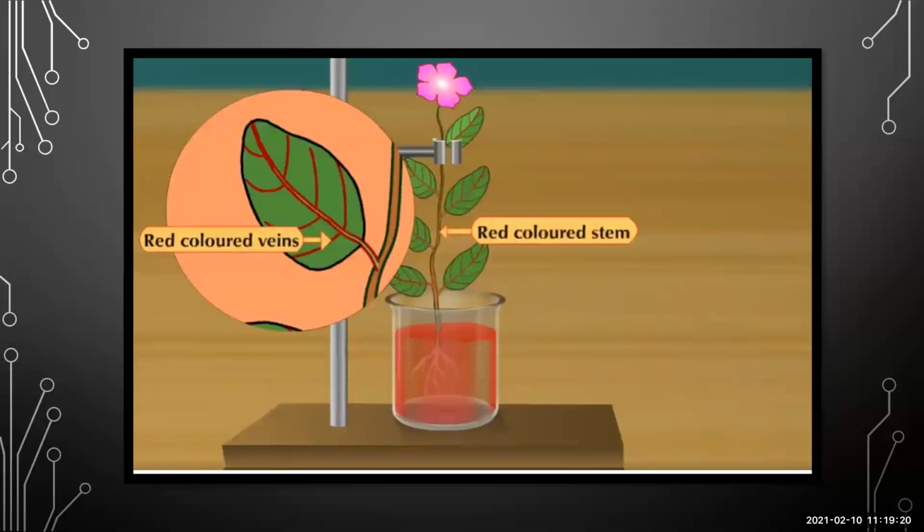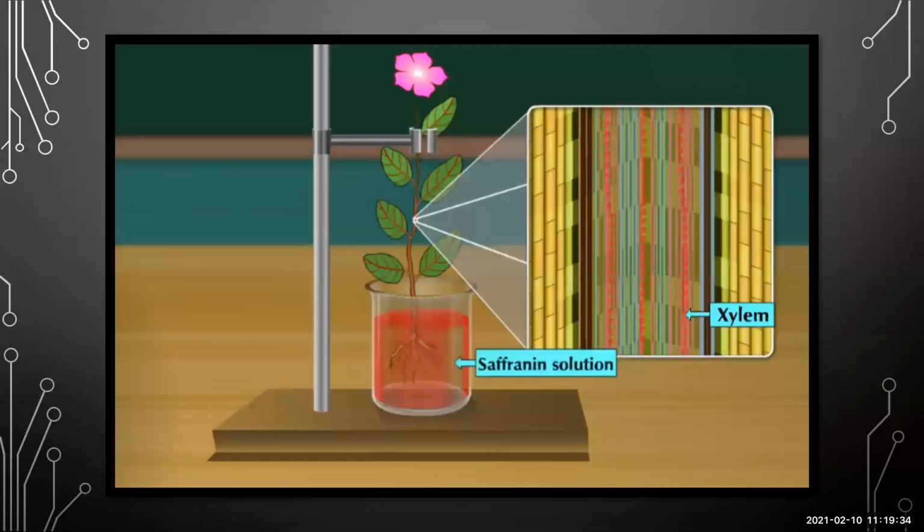After 2 to 3 hours, if we observe it, water has been absorbed by the plant, and the veins and the stem of the plant will turn red in color. It shows that the water has moved in the upward direction through the xylem, and when a transverse section of it is taken and observed under the microscope, we can see that the xylem does the activity of conducting water.